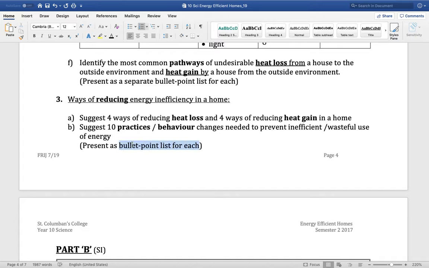It says here that you can present these in bullet point form, in dot points, and that can relate to things like turning TVs off when you're not using them, etc. I'm not going to go into it because you should be able to think of 10 practices and behaviors yourself that you can come up with as to how you can prevent inefficiency and wasteful use of energy.